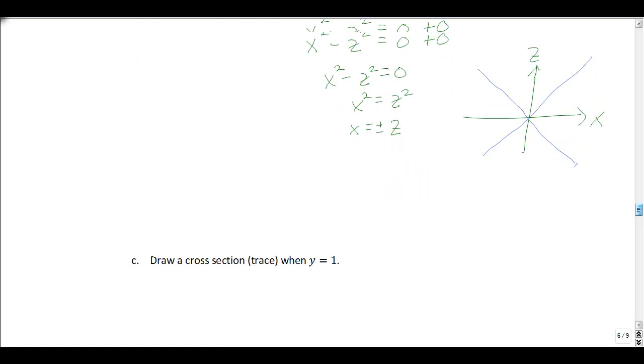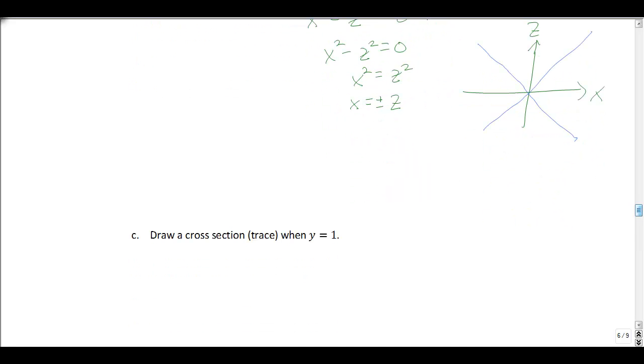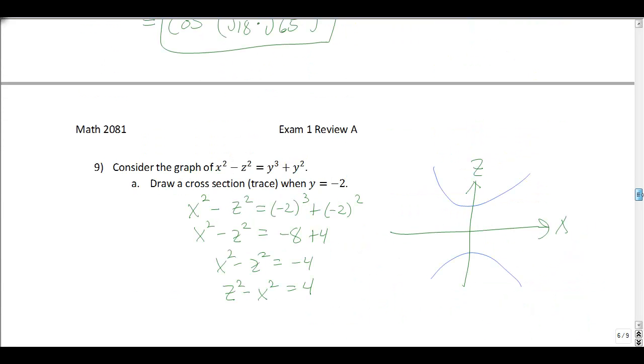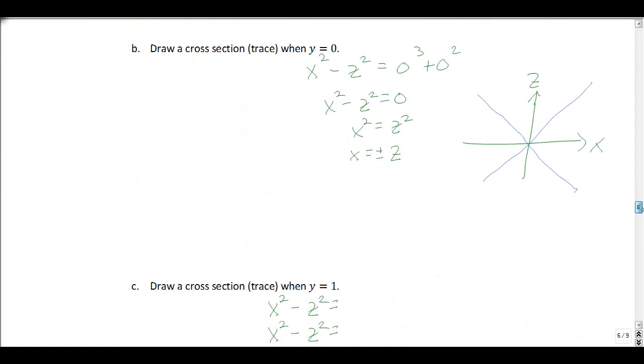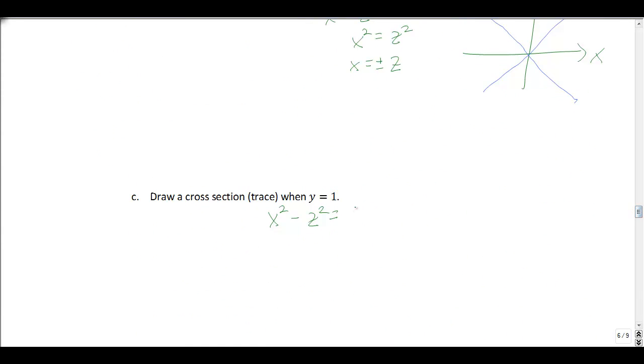Next one, when y equals 1, same thing. We're going to get x squared minus z squared equals y cubed plus y squared. So I get 1 cubed plus 1 squared. So we get x squared minus z squared equals 1 plus 1. That's 2. Graph this again on the xz plane.